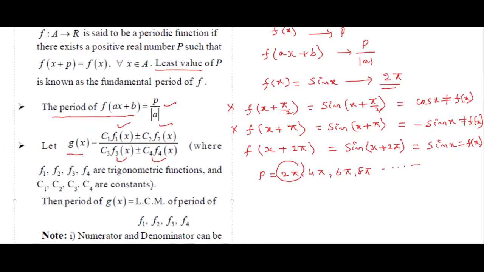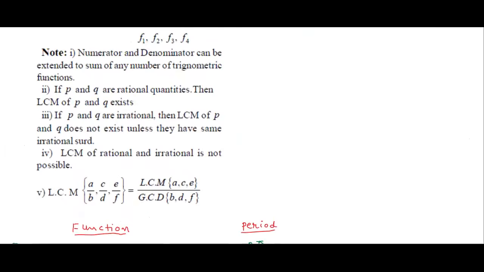So for four functions, periods we got now. Find the LCM of the four functions, that is the period of the original function. In case the period of the function is a rational quantity, in a by b, c by d, e by f form, at that time LCM cannot be taken. If integers are there, we will take the LCM.